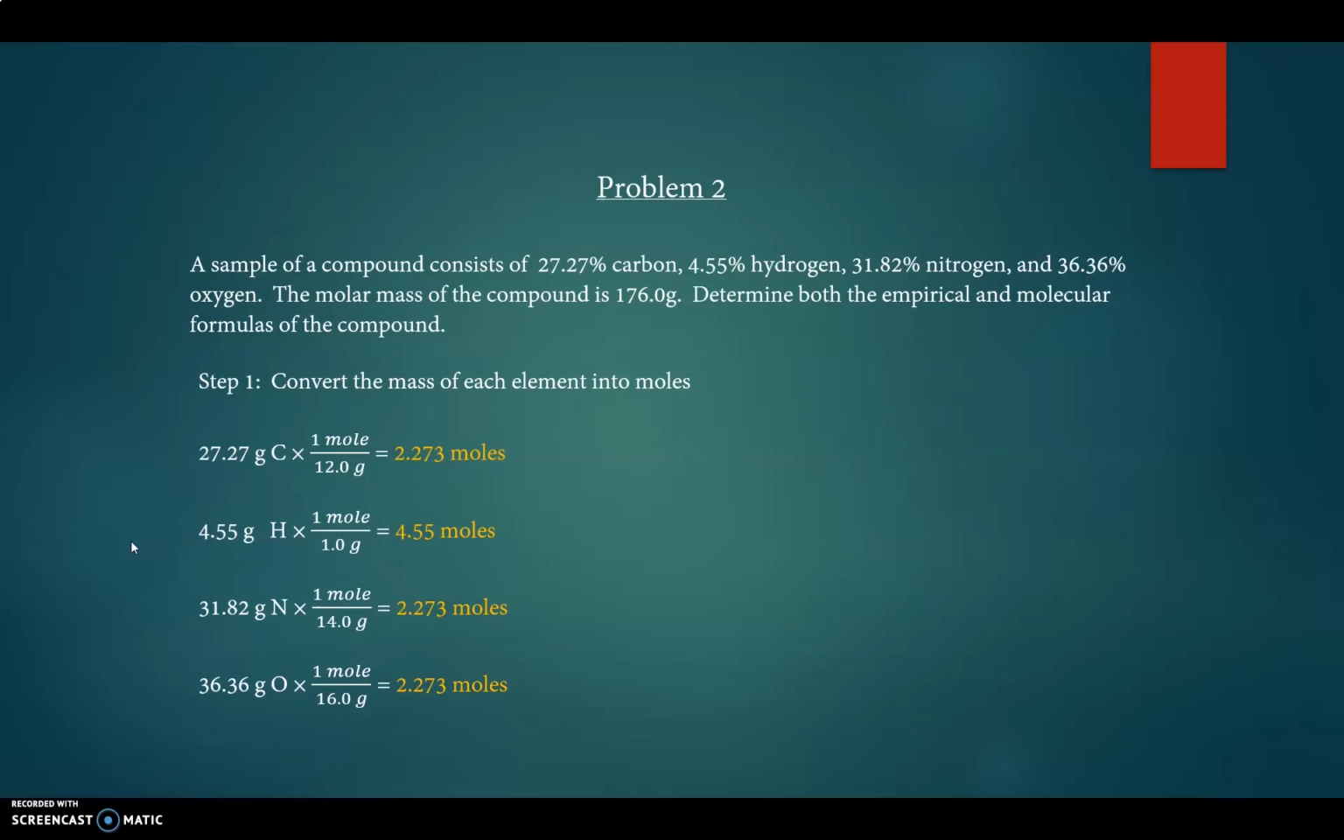Now, one thing I didn't mention in the previous problem, and might be confusing some of you, I've been hounding you about the idea that certain elements come in pairs. It's always H2 and N2 and O2. And that's true as long as the element is by itself. So the element hydrogen by itself is H2. The element nitrogen by itself is N2, and oxygen by itself is O2.